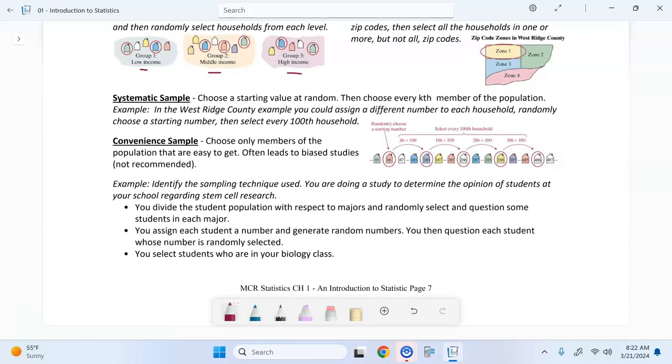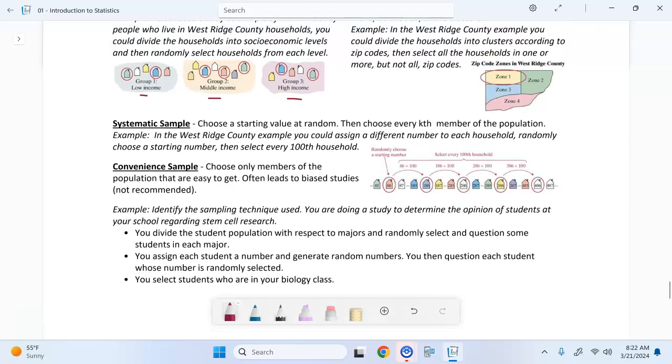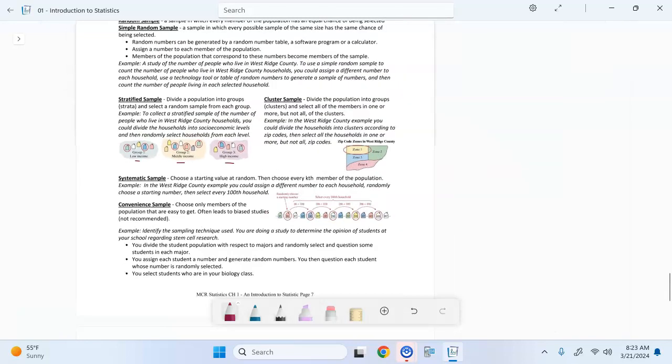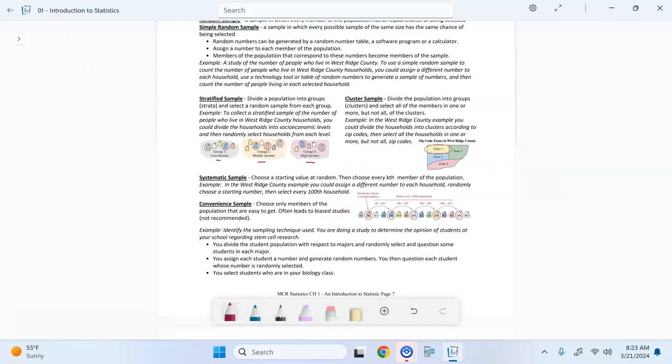So let's look at these 3 and identify the sampling technique. If we're doing a study to determine the opinion of students at your school regarding stem cell research. So our first option is you divide the student population with respect to major and then randomly select and question some students in each major. Is that going to be a simple random sample, stratified, cluster, systematic, or convenient? Divide them into groups based on major, select students from each major. So it'd be stratified. Okay? The major, those are our strata.